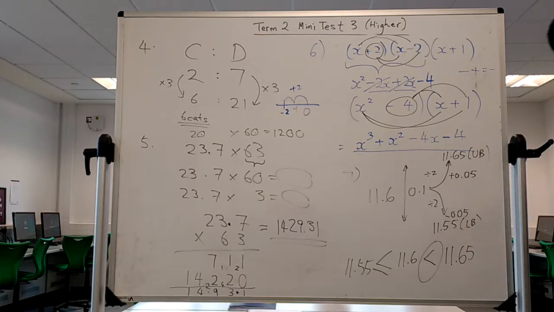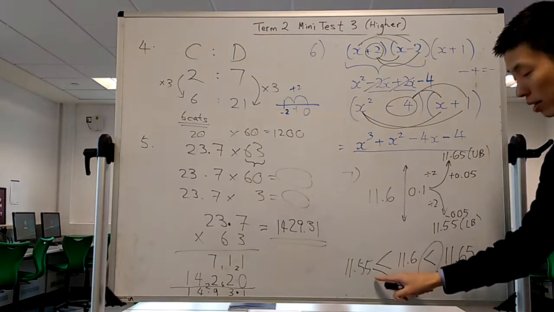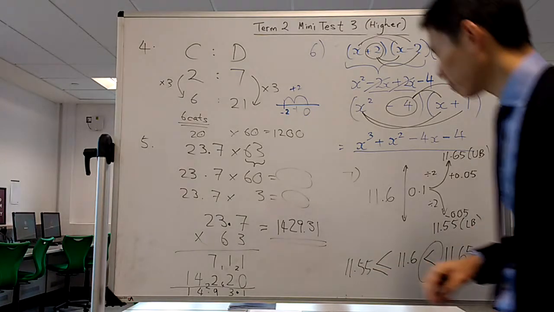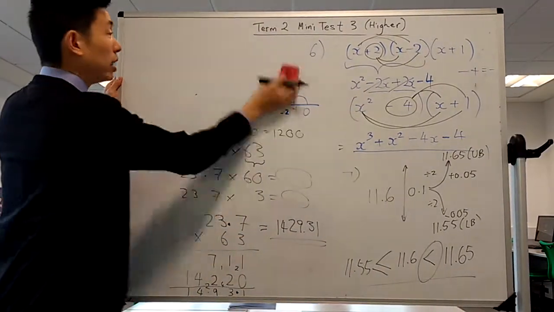So now here it is. When you write your error interval, it's always an equal sign here and no equal sign there. Okay, so that's the answer. And now number 8.